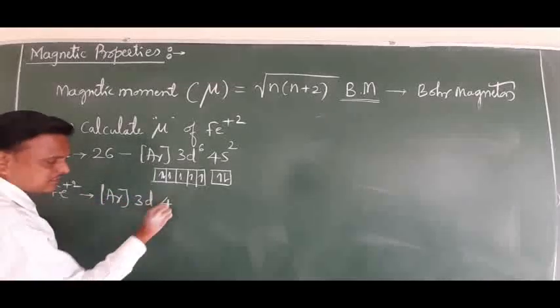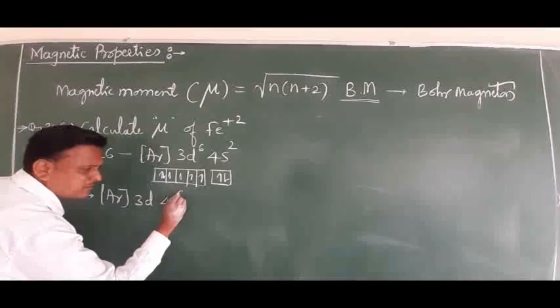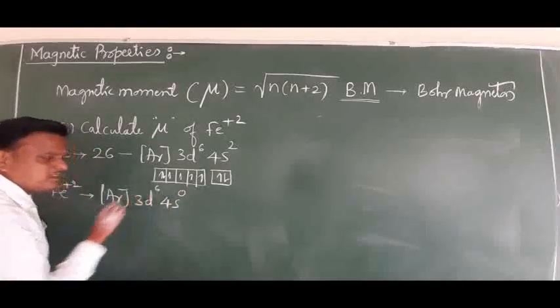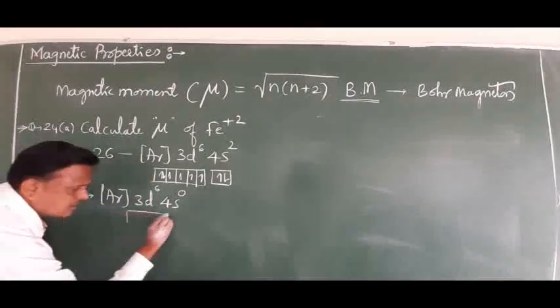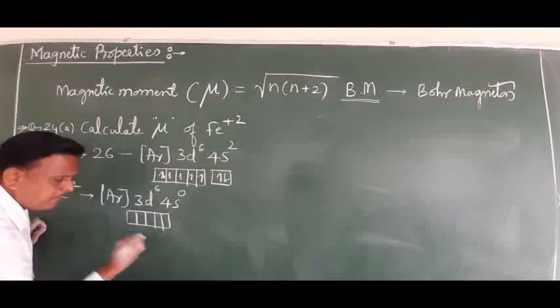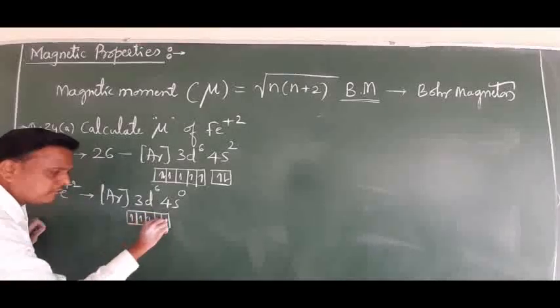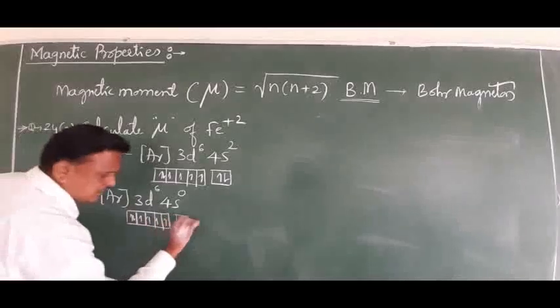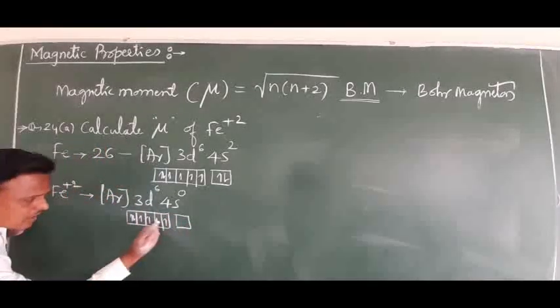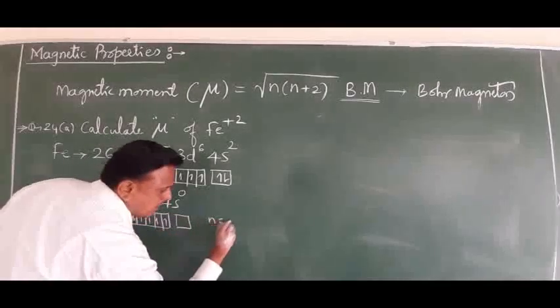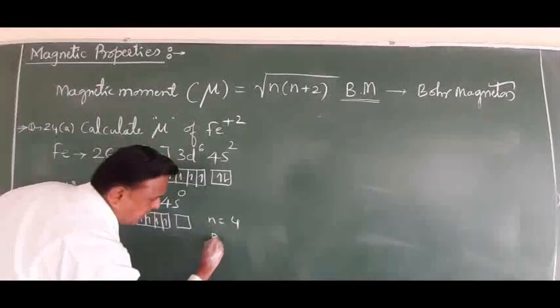3d and 4s, plus 2 is mentioned, no problem. 0. This is as usual same, 6. Okay, 6 stands for 1, 2, 3, 4, 5, this is 6. Here there is no electron. You can count 1, 2, 3, 4. Again, therefore n is equal to 4. 4 stands for it is a paramagnet.